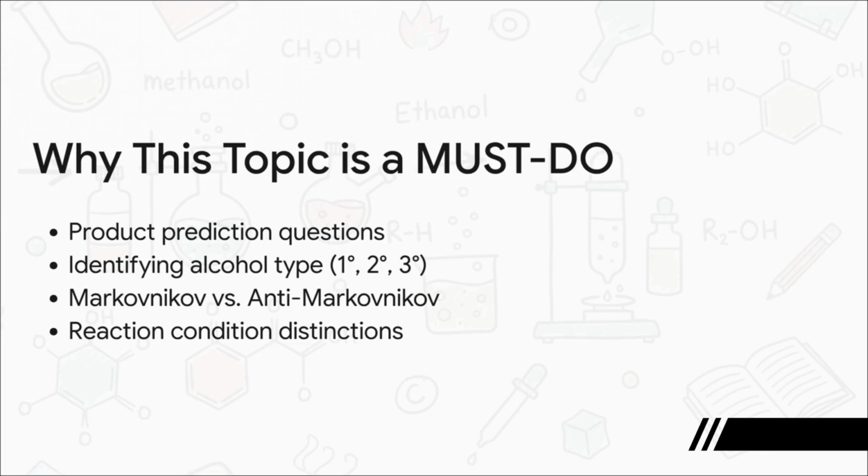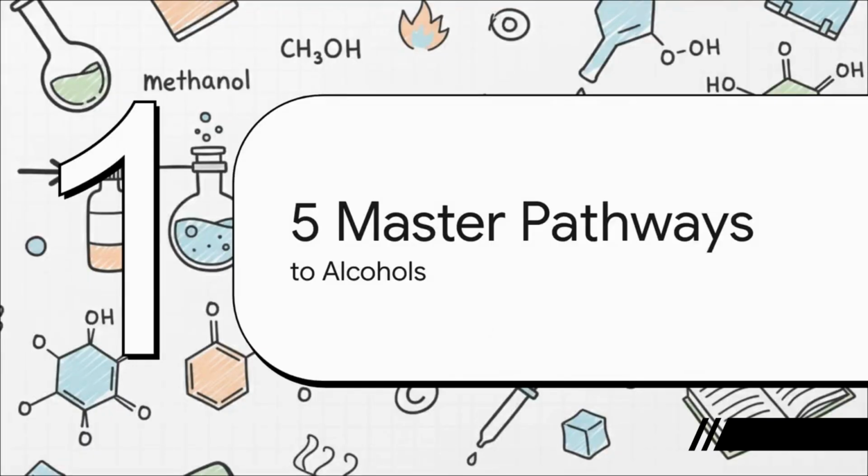It is that direct. So how do we do it? How do we master this? Well, we're going to break it all down into 5 super clear, easy-to-learn master pathways. I want you to think of these as like the 5 main highways that all lead to the same destination, making an alcohol. Ready? Let's hit the road with pathway number 1.